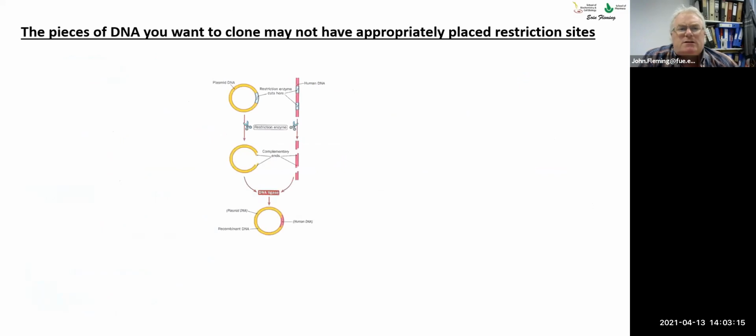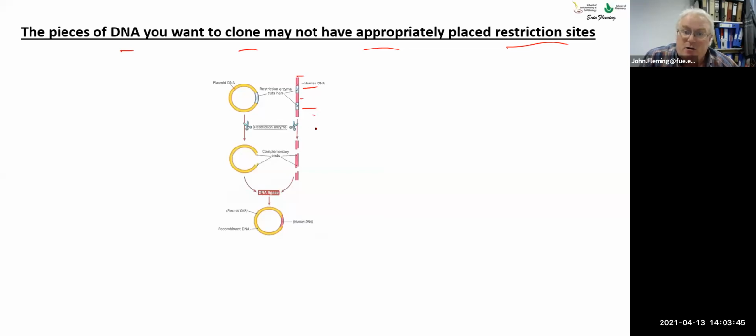Now, all of this works fine, except when you think about it. Sometimes the pieces of DNA that we want to clone may not have the appropriate restriction enzymes located at either end of the fragment that we want to clone. So, these restriction enzymes and recognition sites can occur at any point within the genome. So sometimes they're located within genes, located outside genes.